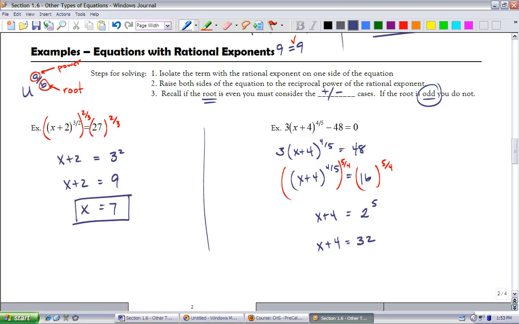And I've got to go back up here and backtrack for a second. I took the 4th root, so it's really plus or minus, so this actually becomes plus or minus 32. And so when I subtract 4, I get x equals plus or minus 32 minus 4, which equals 28, or negative 36. Those are my two answers for that problem.